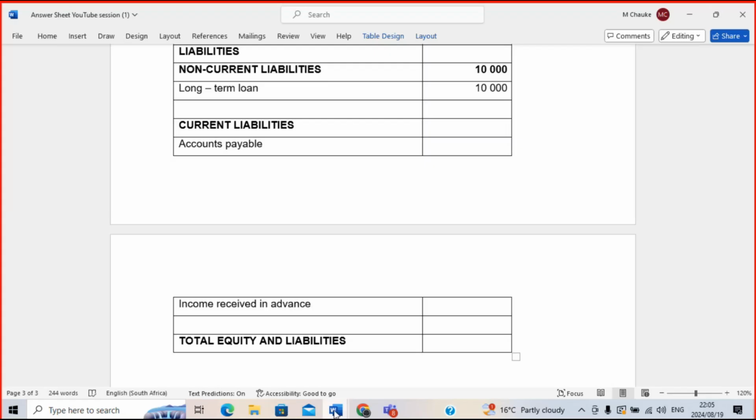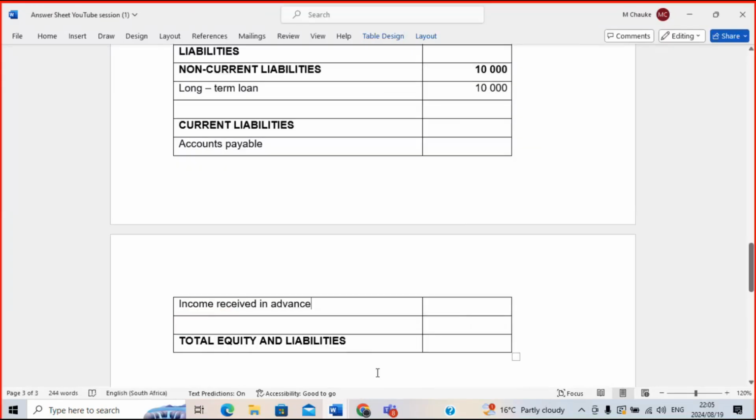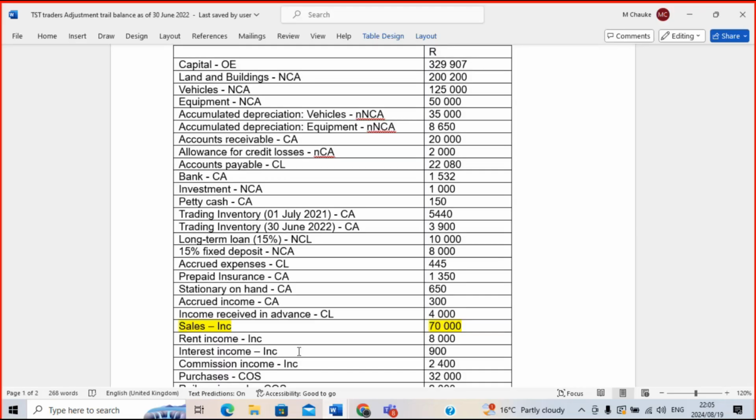Let's go and double check again there. We've got CL there, 22,080. Okay, and then income received in advance. Let's go and check income received in advance. Income received in advance of 4,000.